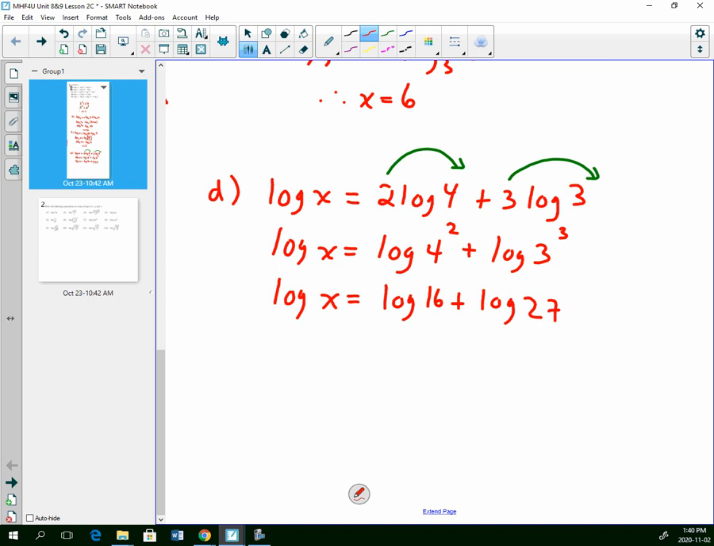And then once we've done that, we can change addition to multiplication. So we'll do 16 times 27 so that we have 1 log.